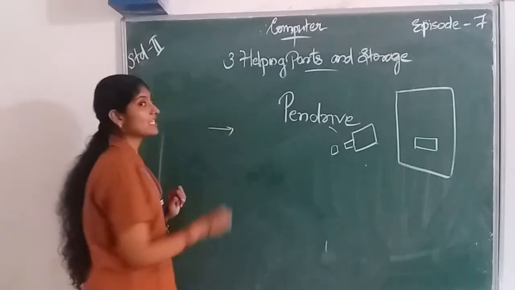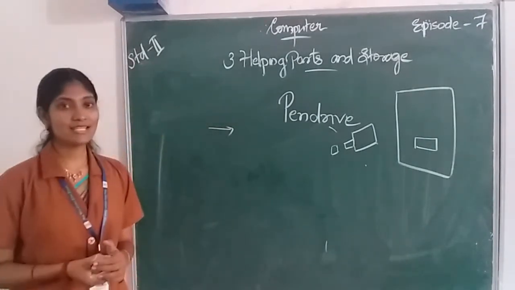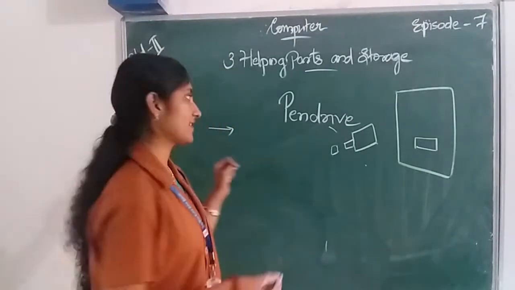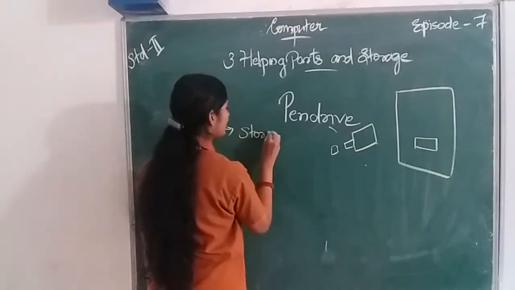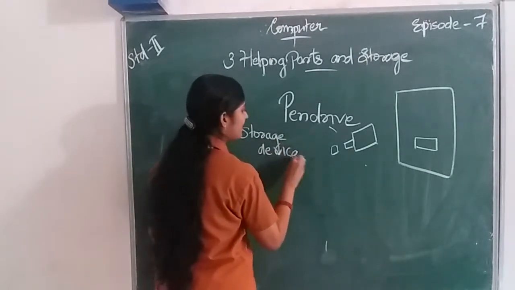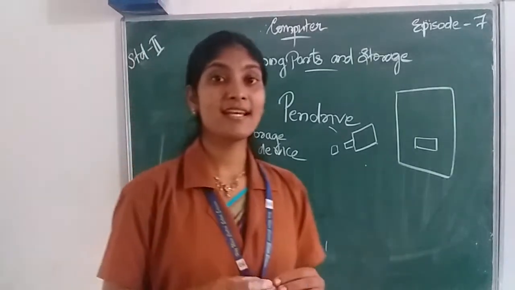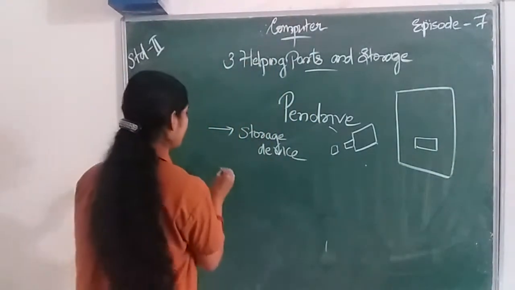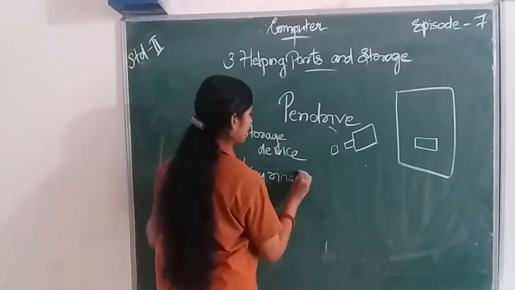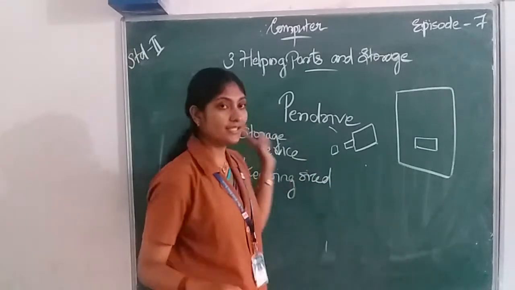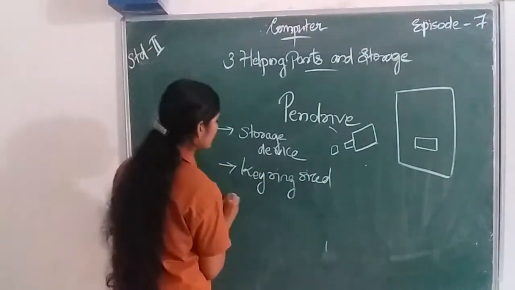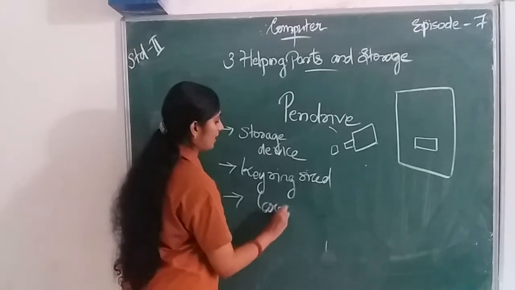And what is its use? It is a storage device. So the question is, name a storage device. An example of a storage device is the pen drive. It is very small, key ring sized. And this pen drive stores a large amount of data.